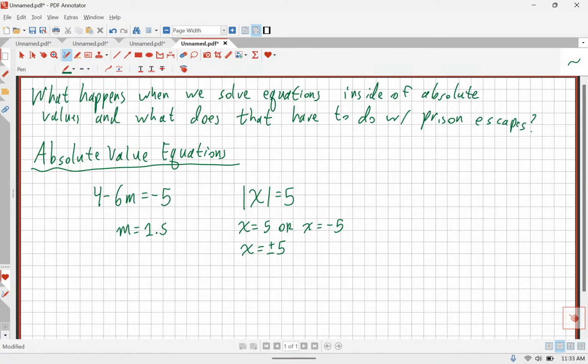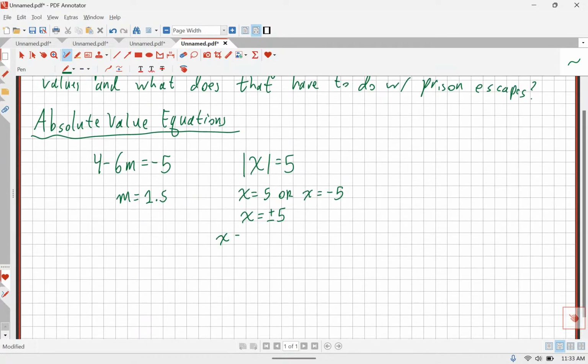On Canvas, guys, it looks like this. X equals blank or x equals blank, and you have to put them in numerical order. So which one should go in the first box, negative 5 or positive 5? It should be negative 5, from least to greatest. It'll instruct you on that. Make sense? Okay, let's try this one.